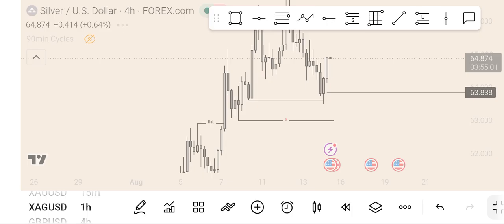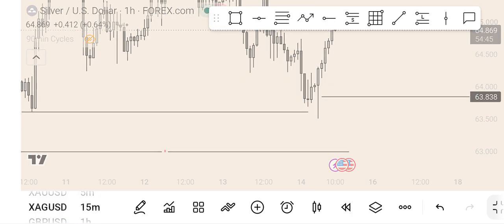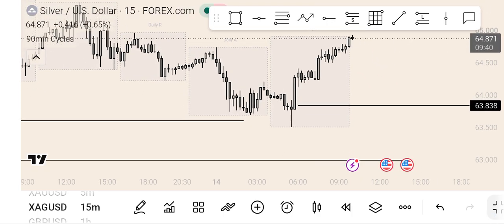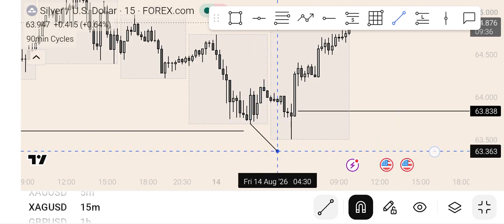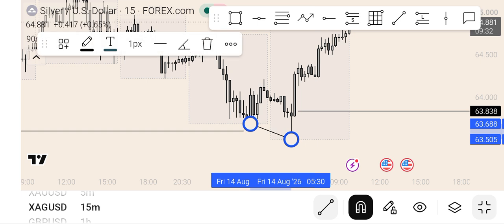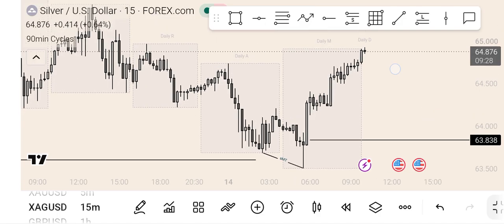Then one thing you should know about this setup is the session has to end first before you can find a confirmation entry. That's execution. The session has to end first. What do I mean that the session has to end first? Let's say now you saw an SMT like we did here. That's the timing model. You get? That's what we call the timing. That's where timing comes in.